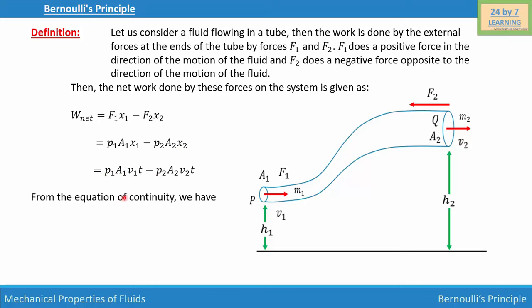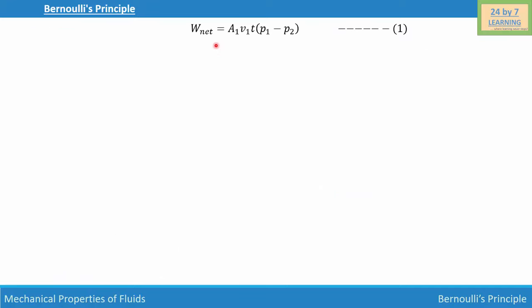v2 t. And we know that from the equation of continuity, A1 v1 is equal to A2 v2. So I can substitute this A2 v2 by A1 v1. And if I do that, I will write W net is equal to P1 A1 v1 t minus P2 A1 v1 t. As you can see, A1 v1 t is common. So we will write W net is equal to A1 v1 t times (P1 minus P2), and let this be our equation number 1.